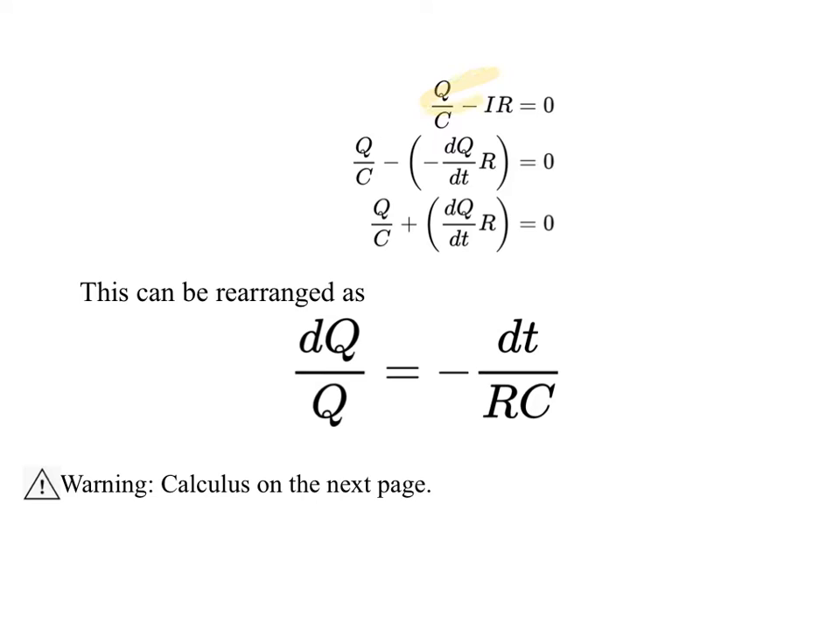So we can take our original equation and we can substitute that in, and we get minus Q over C plus dq dt R equals 0, and then we can rearrange this to get that the change in the charge on the capacitor over the capacitor is negative the change in time over RC. Right? Because remember, again, this is negative, but this thing has to be positive, so the negative sign takes care of it.